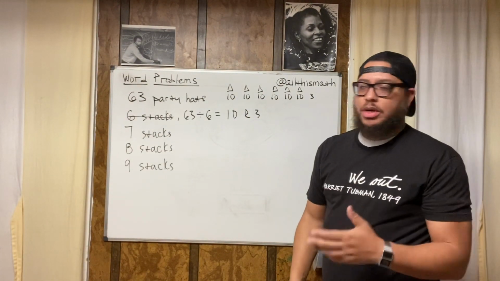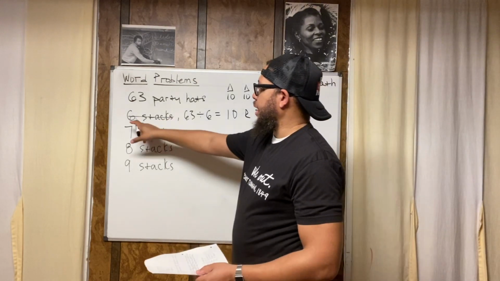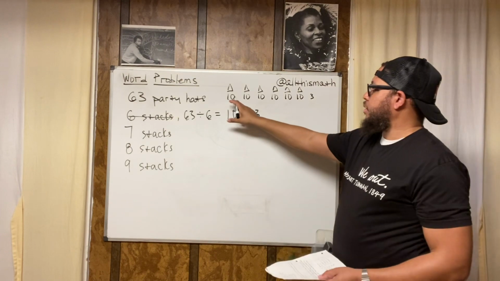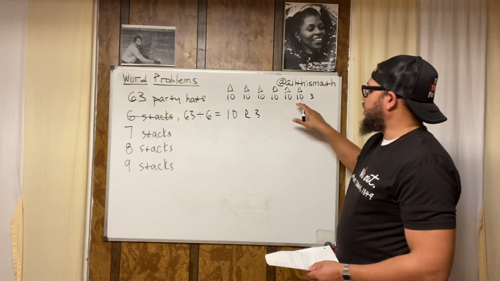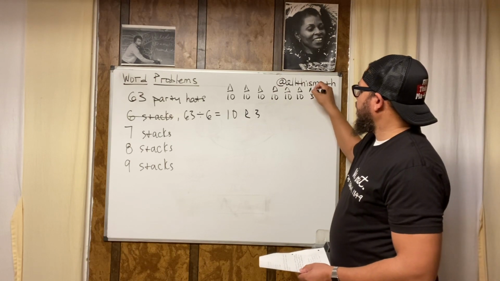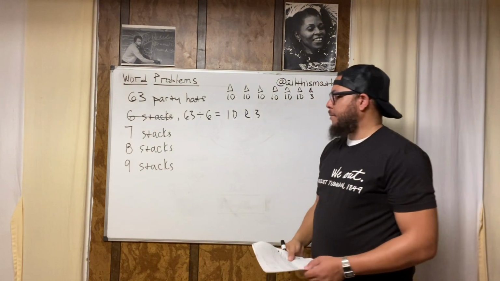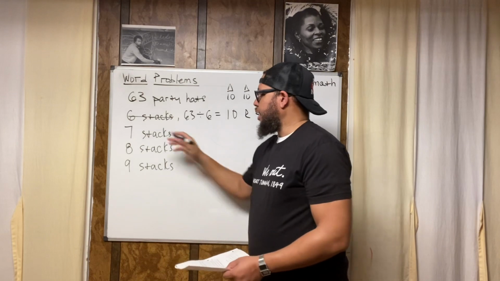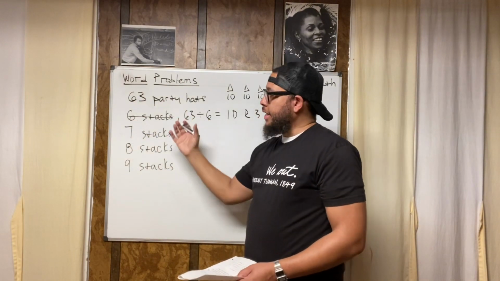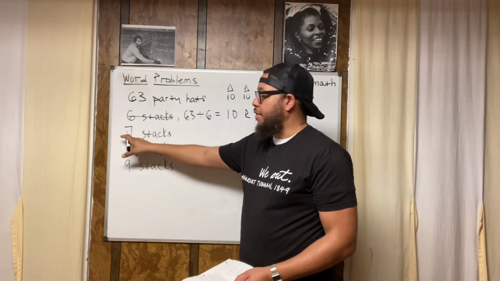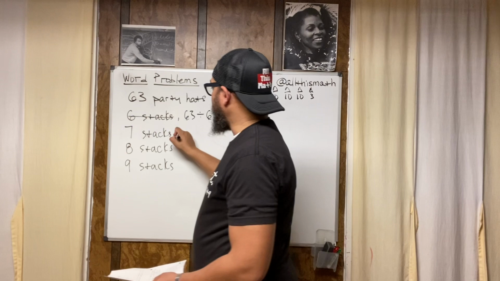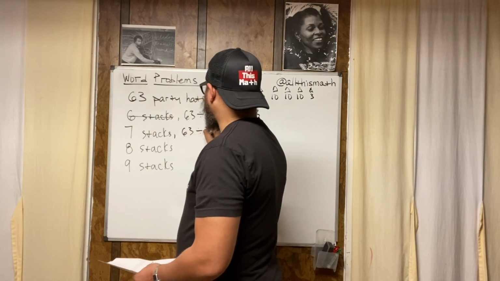This is a process that we can go through. So we saw that it can't be 6 stacks, because if it was 6 stacks, then you would have 10 in 6 of the stacks, and then 3 in the 7th one. So we can't have that. But what about 7 stacks? If there are 7 stacks, then that means you should be able to take 63 party hats and evenly divide them between 7 stacks. So let's see what happens when we evenly divide. Let's see what happens when we do 63 divided by 7.